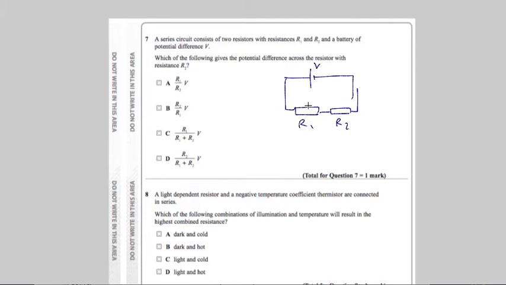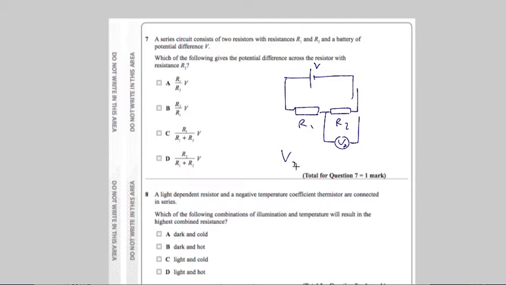Now, two resistors in series, this is also known as the potential divider. That means that the potential supplied by the cell is going to be divided between the resistors according to the ratio of their resistances. But let's do this properly. Similarly to the previous question, we saw Kirchhoff's law and Ohm's law, that's what we're going to be using. So we know that if we want the potential difference across R2, we want to find V2.